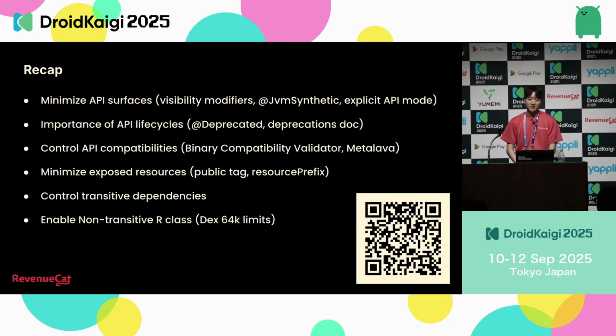So today we've touched on various topics to make great libraries and SDKs. First, minimizing API surfaces is important for both library users and maintainers. And second, managing API lifecycles and caring for API compatibilities lead to great developer experiences. And third, minimizing exposed resources is very important if your library contains UI components and resources. And lastly, transitive dependencies also need to be considered, and enable the non-transitive R class as much as possible.